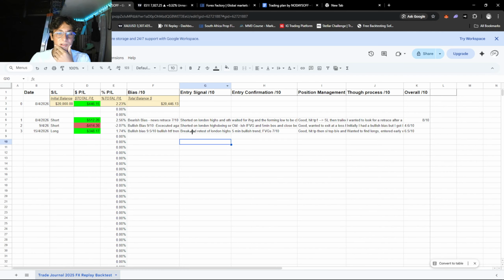But our entry signal, this is where it gets interesting. We entered on a break and retest of the London highs, but I didn't wait and I almost got my stop loss hit. So this was a 6 out of 10. Honestly, let's call it a 5 out of 10 because it wasn't really in my trading rules today. We entered on a 5-minute bullish trend because the trend was so bullish and some fair value gap. So 7 out of 10, not the best, not the worst.